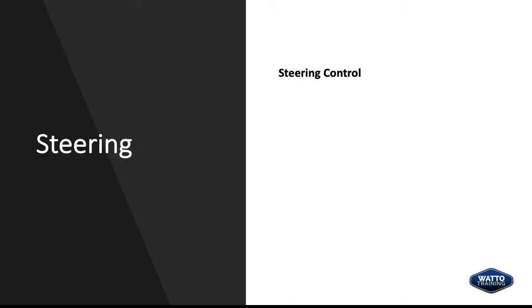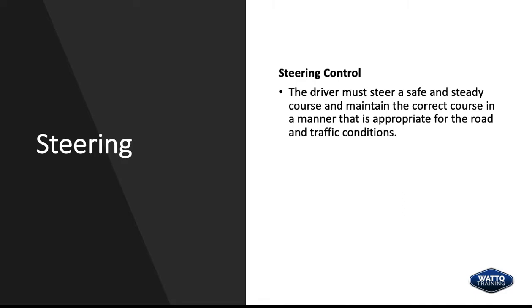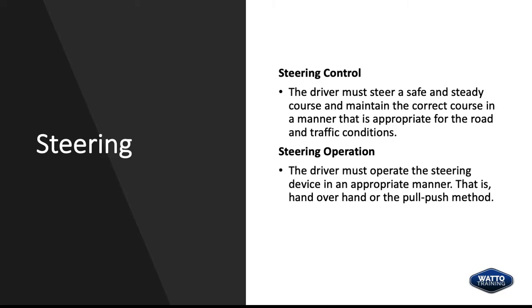Okay, if you want to maintain road position, make sure that your steering is nice and smooth and steady. So the first thing to look at is steering control. The driver must steer a safe and steady course and maintain the correct course in a manner that is appropriate for the road and traffic conditions. Next, let's take a look at our steering operation. The driver must operate the steering device in an appropriate manner, that is hand over hand or pull-push steering method.